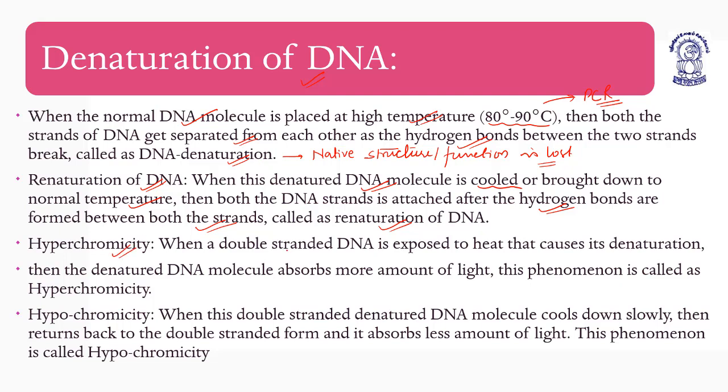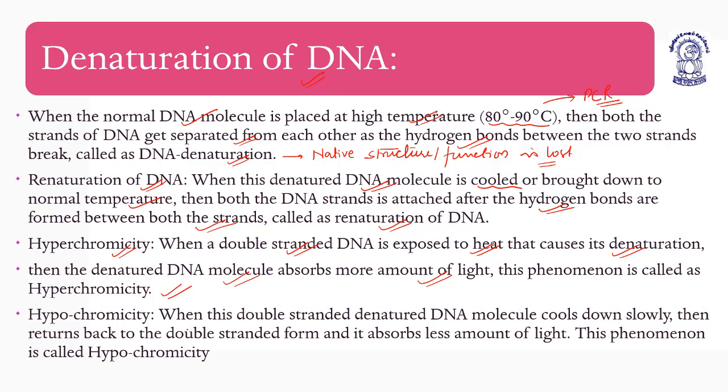Hyperchromicity. When a double-stranded DNA is exposed to heat that causes its denaturation, and the denatured DNA molecule absorbs more amount of light, this phenomenon is called hyperchromicity. So hyperchromic means absorbing more amount of light. Why is it happening? Because the DNA is denatured. That is why the ends become rough. The surface area will increase, and that is why hyperchromicity is seen.